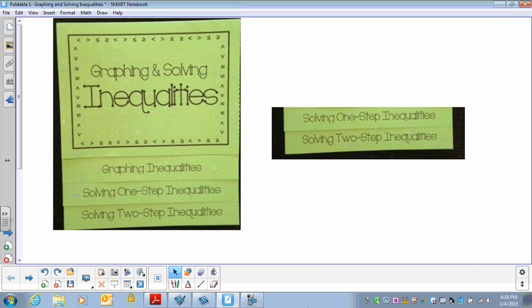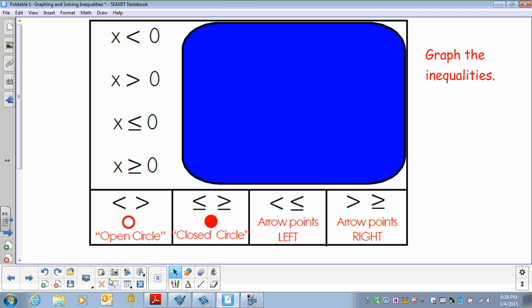Graphing and solving inequalities. Today we'll graph inequalities, solve one-step inequalities, and then two-step inequalities. To graph inequalities, let's recall our inequality symbols. Less than, greater than, less than or equal to, greater than or equal to.